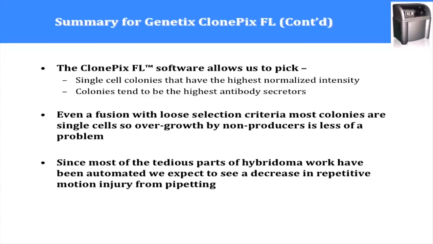We've also found that even if we set the criteria pretty loose from fusion, the chance that we're picking a single cell from a fusion is very high. So we're eliminating the chance of having non-producing colonies right next to it that will overgrow the secreting colony, like if we were plating out in 96-well plates. And because we automated the whole screening and cloning process, I don't have to sit in the hood for 5 hours a day for 3 weeks. So it really saved us a lot of labor, saved us from injury, and also freed us to do some other assay development and more characterization work.